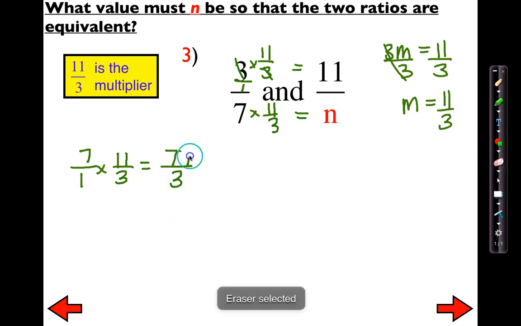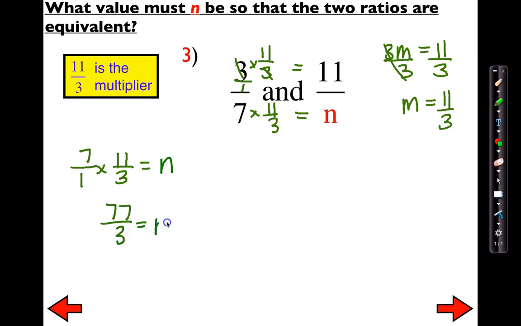Whoops, let's do this real quick. You'll see here 7 times 11/3 is supposed to equal n, so leave the n there. So we're going to be left with 77 thirds equals n.